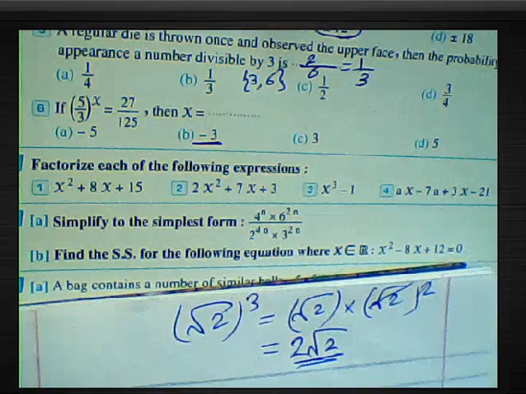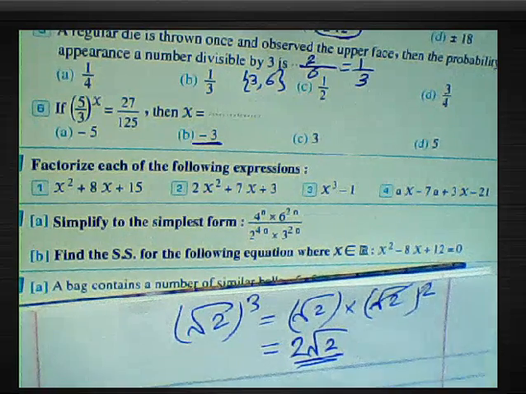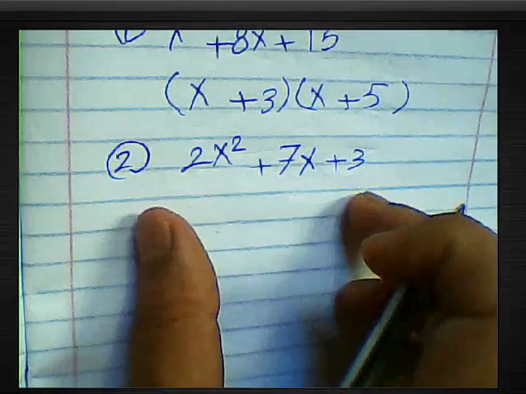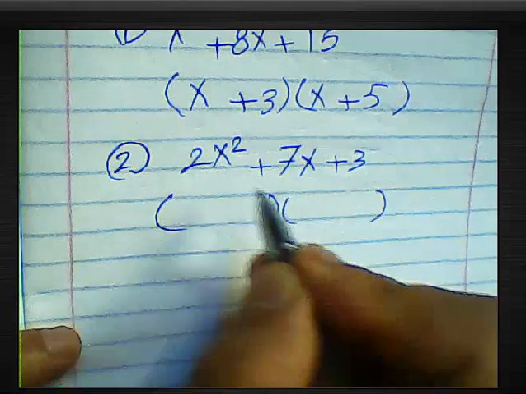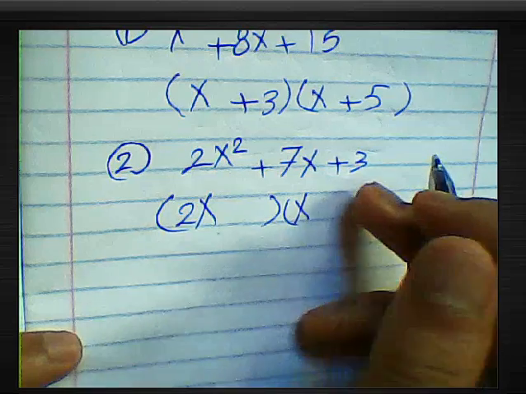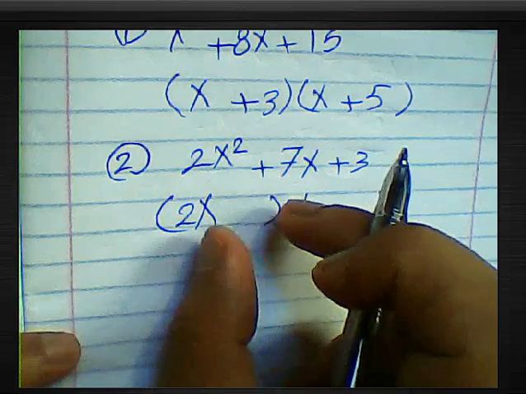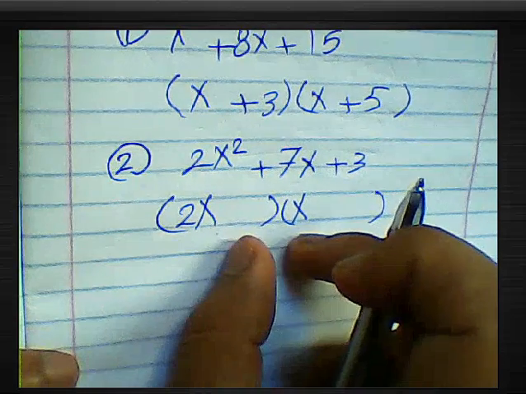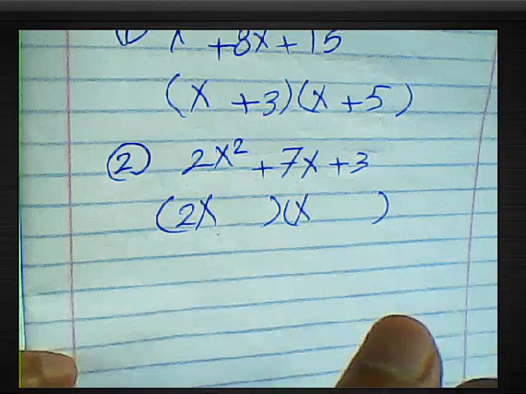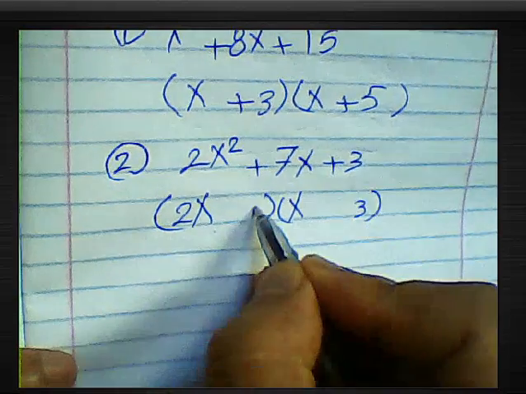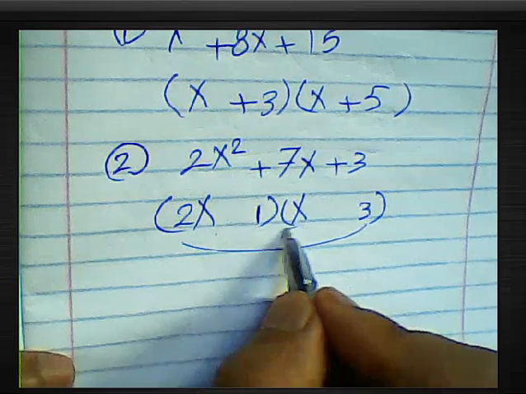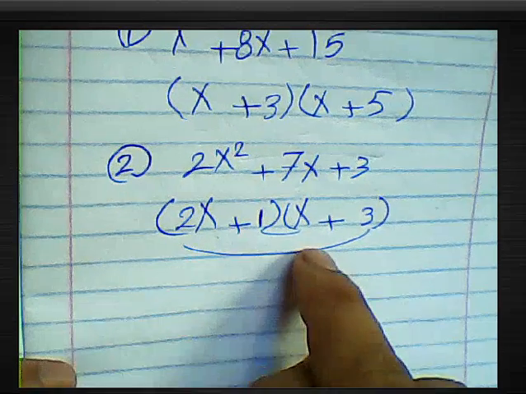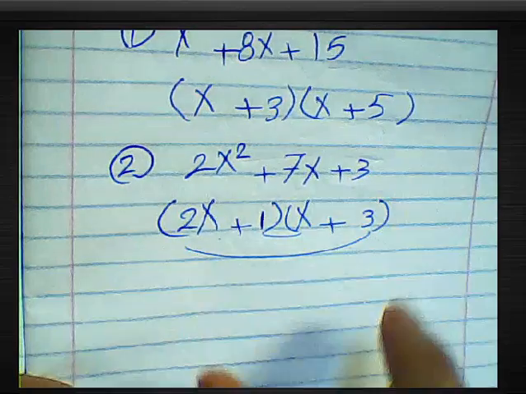Question number 2, 2x power 2 plus 7x plus 3. This expression, we can factorize it. 2x power 2 will be 2x times x. We have two digits whose sum equals 7, so 3 will be 1 times 3. 1 times 3 equals 3, so we must write 3 here and 1. 3 times 2 equals 6x plus 1x equals 7x. So we must write positive here. The first factor will be 2x plus 1 and the second factor will be x plus 3 for the expression 2x power 2 plus 7x plus 3.